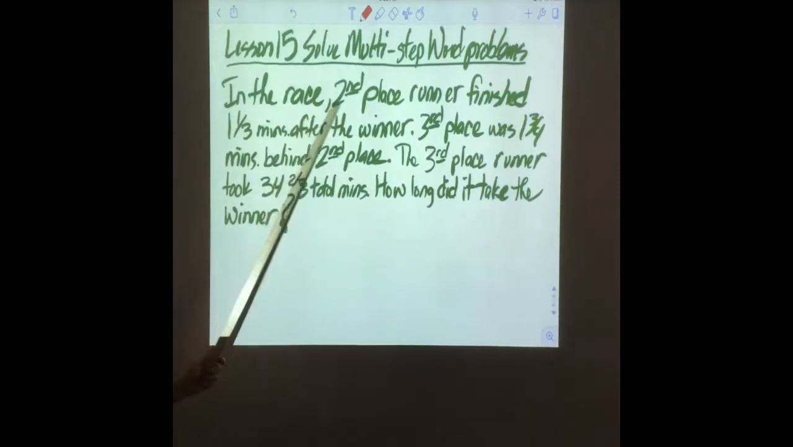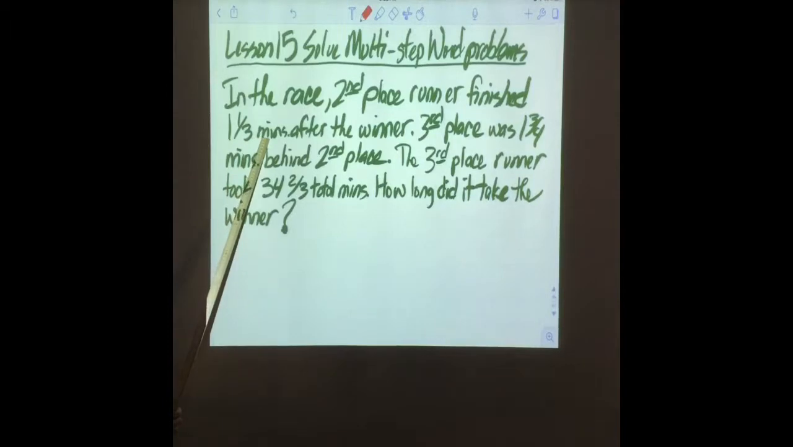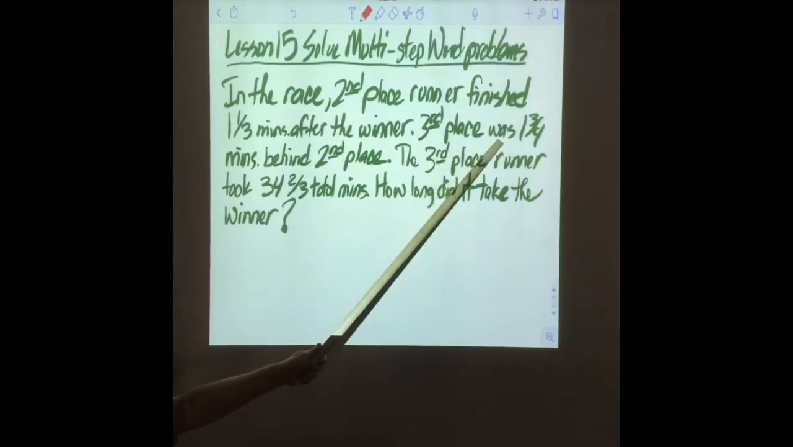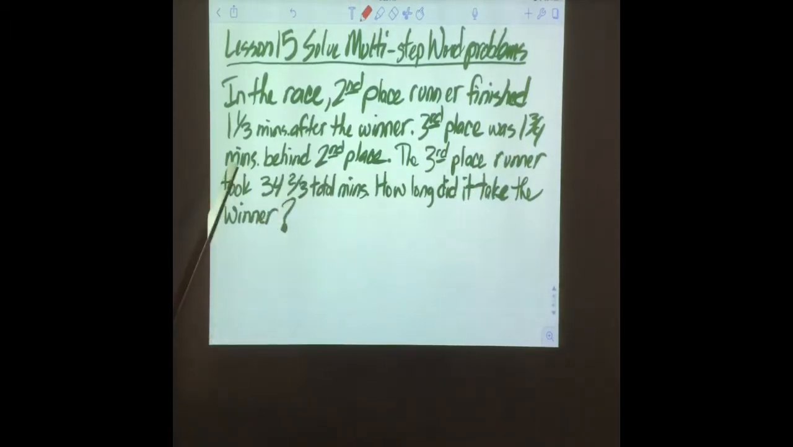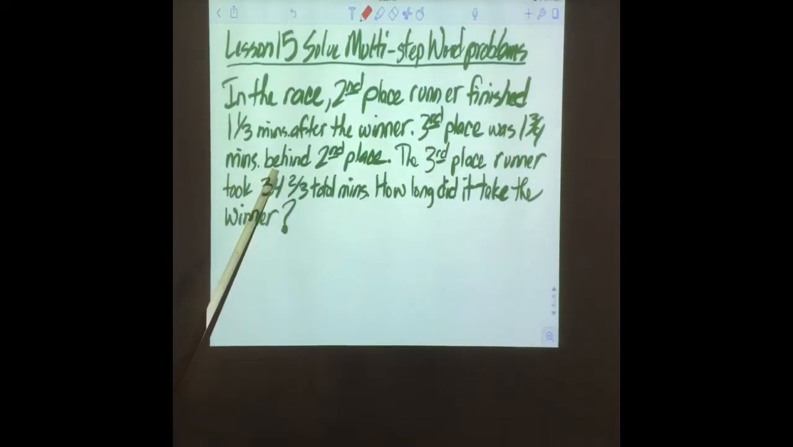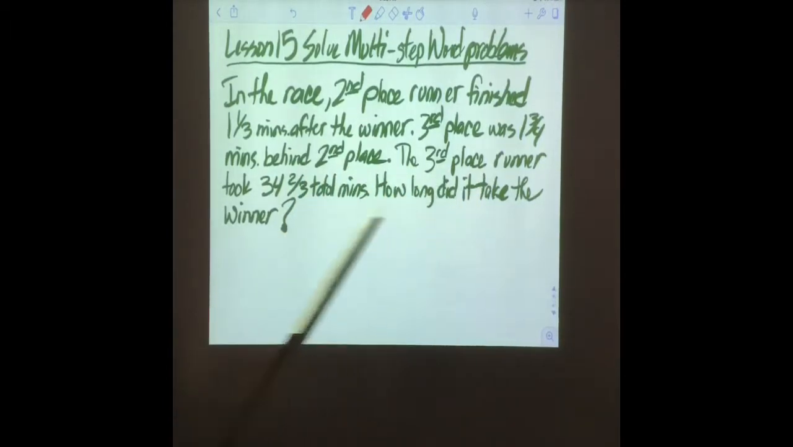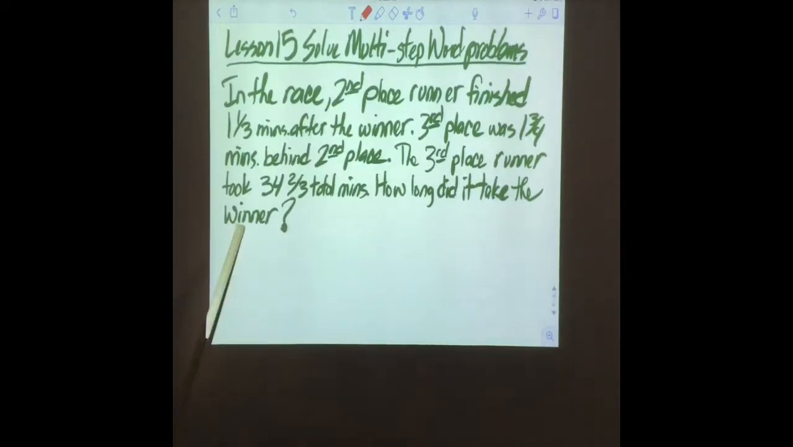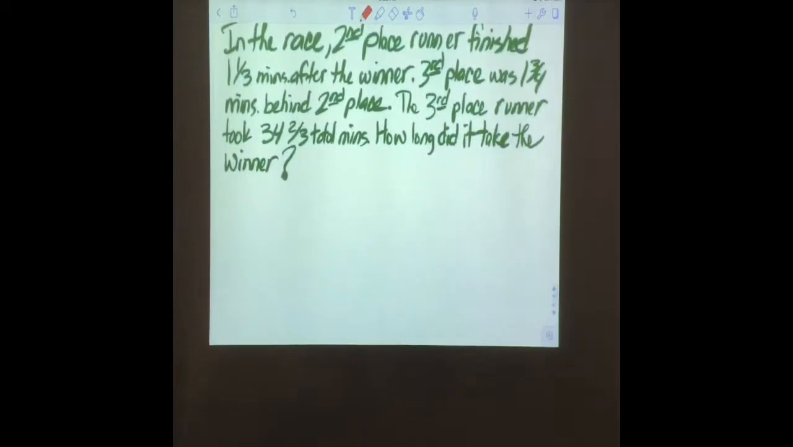In the race, second place runner finished 1 1/3 minutes after the winner. Third place was 1 3/4 minutes behind second place. The third place runner took 34 2/3 minutes. How long did it take the winner? So how do we go about doing this?